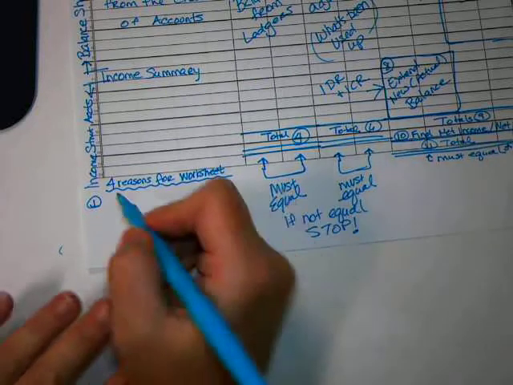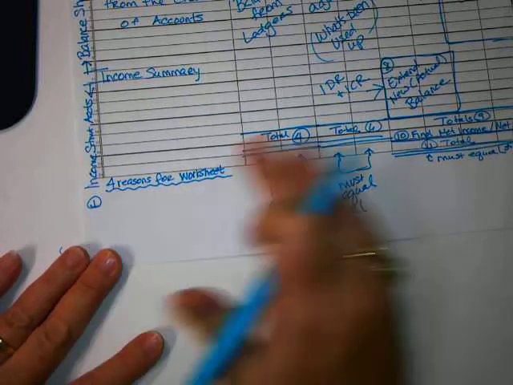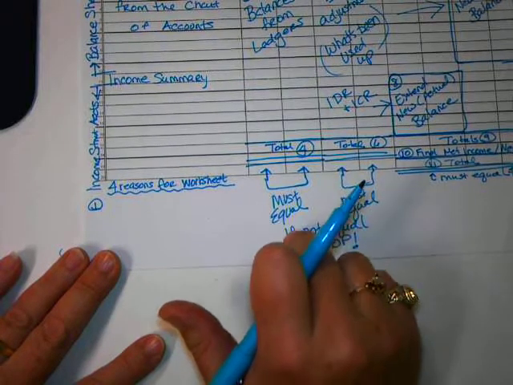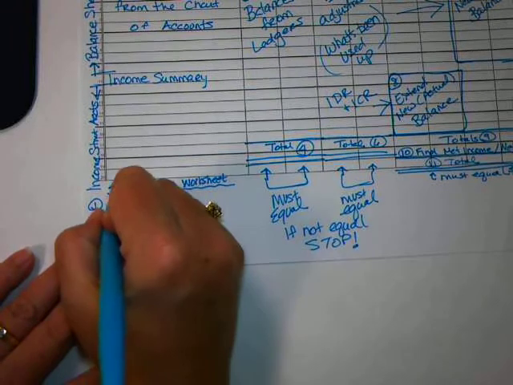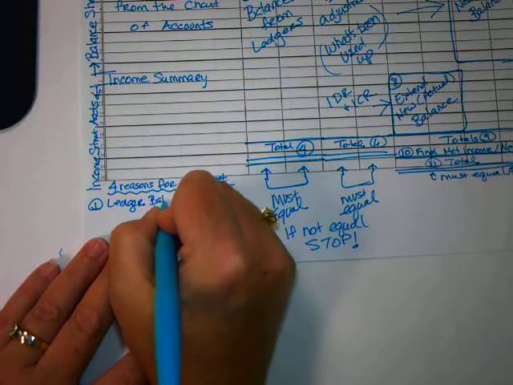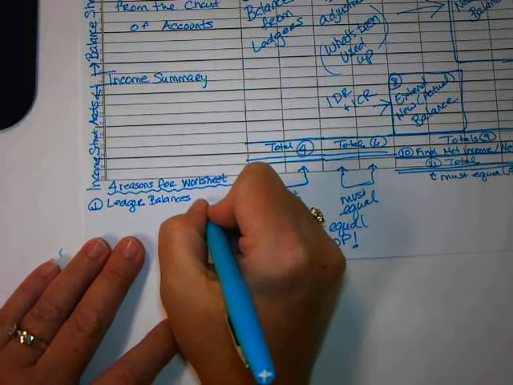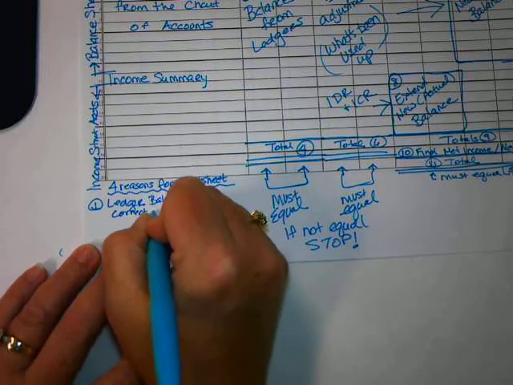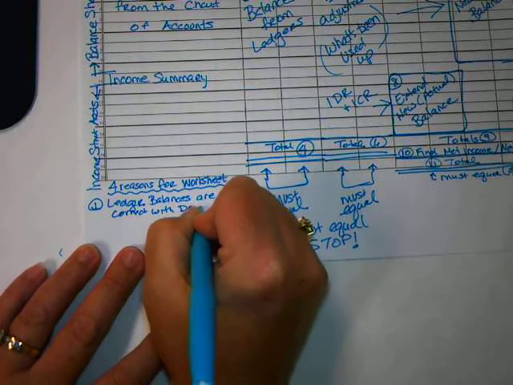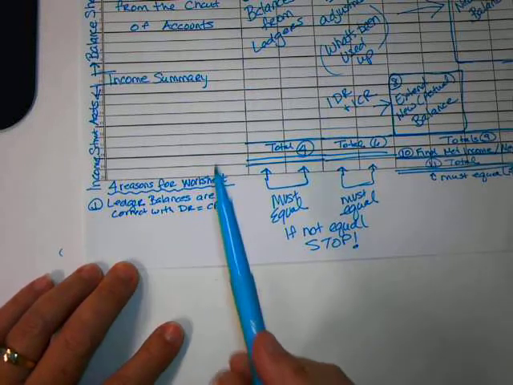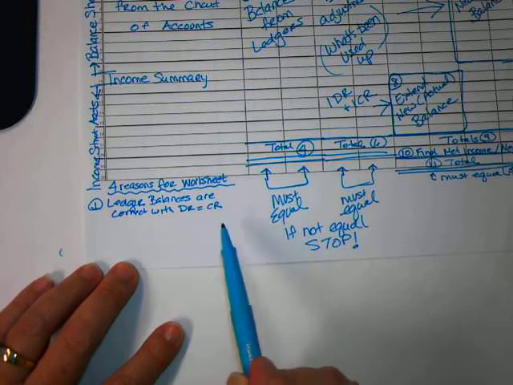Thank you. Okay, so the first reason is to make sure that our ledgers are correct. Making sure that debits equal credits right here, okay? So that our ledger balances are correct with debits equaling credits.